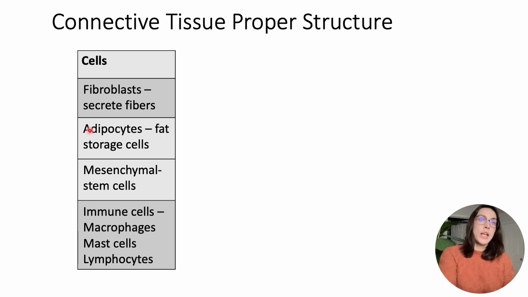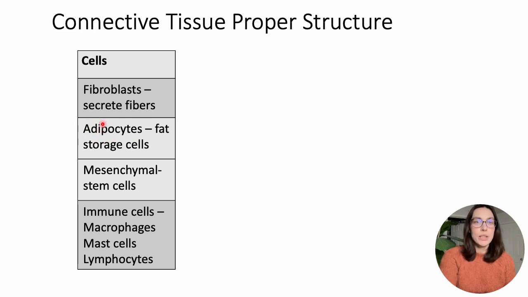So let's look at some specific cells that we're going to talk about. Fibroblasts are found in pretty much all connective tissue types. They secrete the proteins that are built into fibers in order to create the protein fibers that are in the matrix.